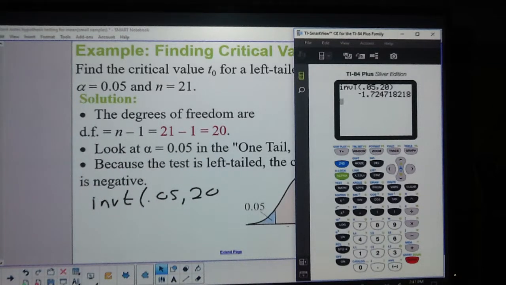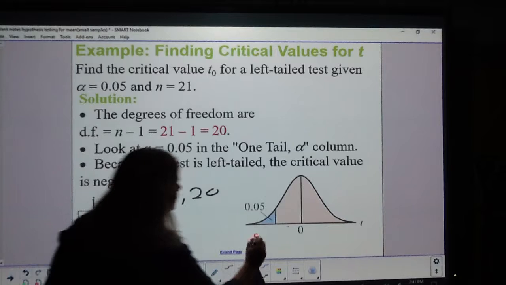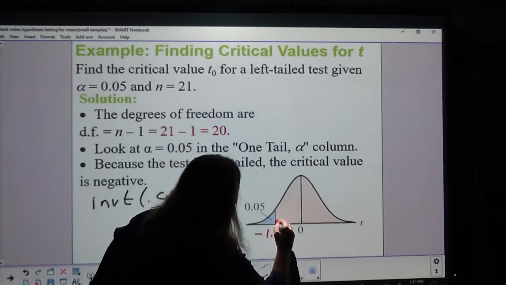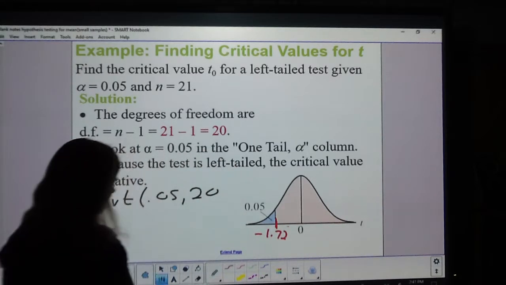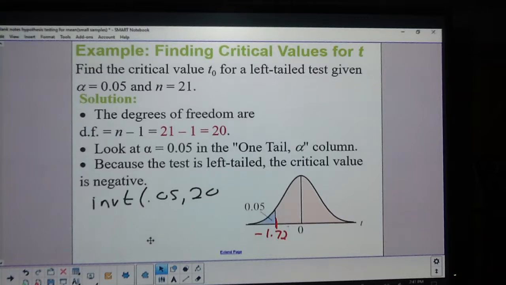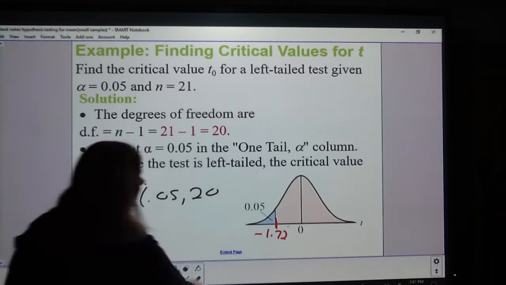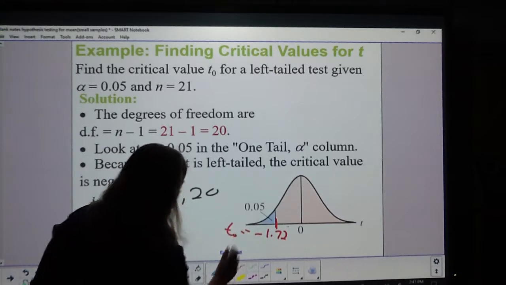Negative 1.72. So negative 1.72. That is my t-value. It's my critical value. My t sub 0.